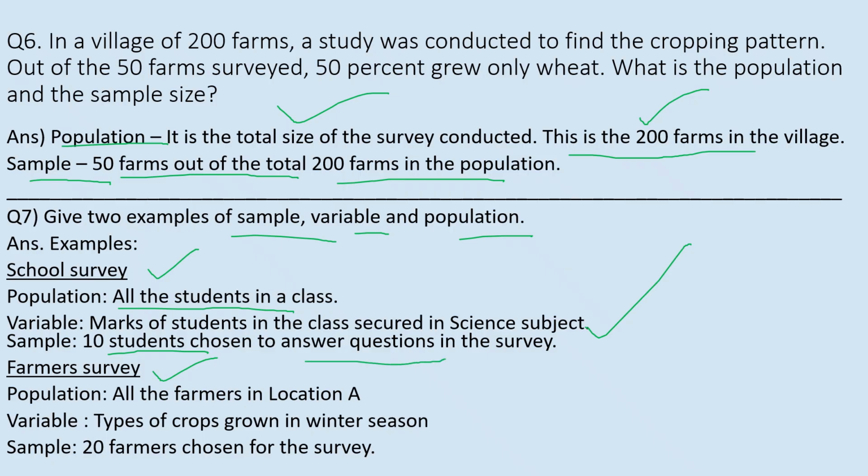Next, in the farmer survey example, the population is all the farmers in location A. And the variables are what? They are the types of crops grown in the winter season. These are the variables. And the sample is the 20 farmers we choose for answering questions in the survey. So these are the two examples provided for sample, variable and population.